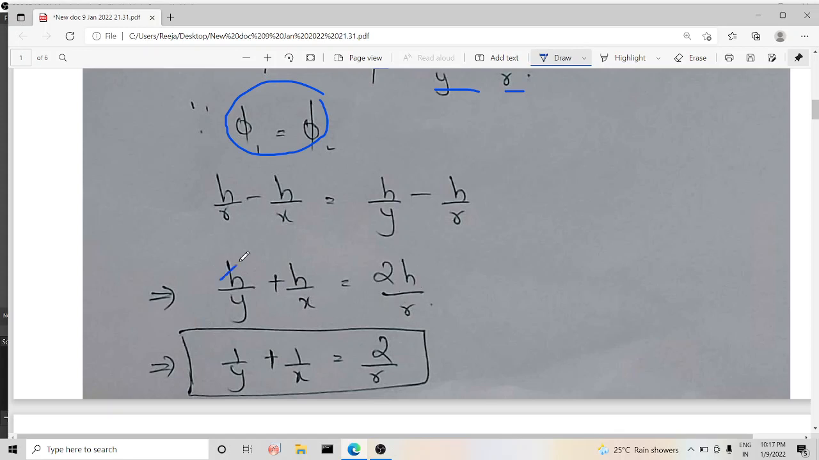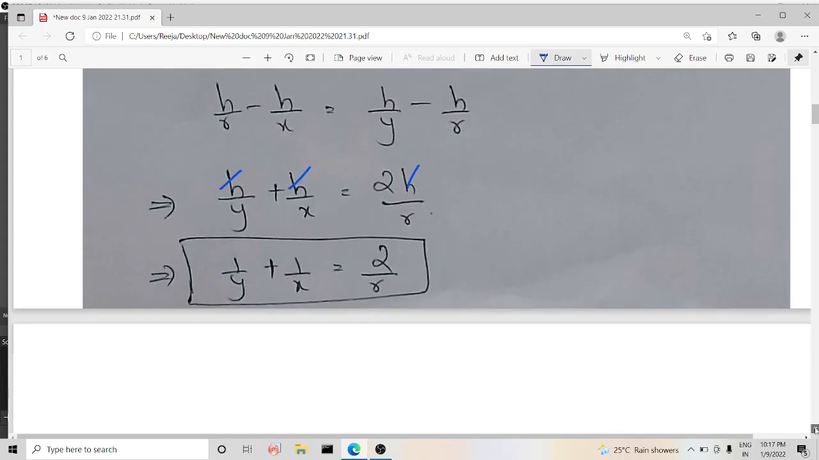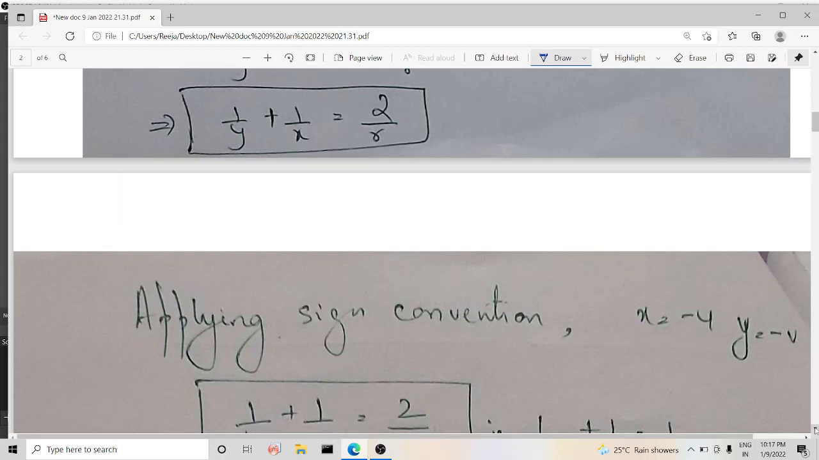H can be taken as a common factor and cancelled from both sides, so that you get 1 by y plus 1 by x is equal to 2 by r. Now we can replace y, x and small r by small v, small u and capital R, where small u is our object distance, small v is our image distance, and capital R is the radius of curvature, and apply sign conventions.